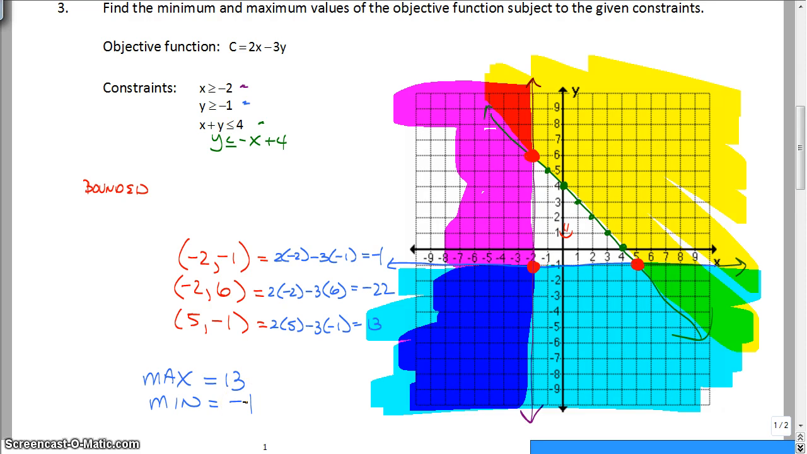Okay, now this video is going to continue in a part 2 because these are just the skills you need to be able to do an application linear programming problem.